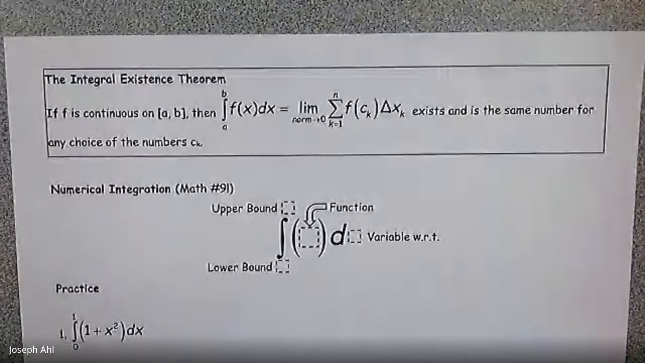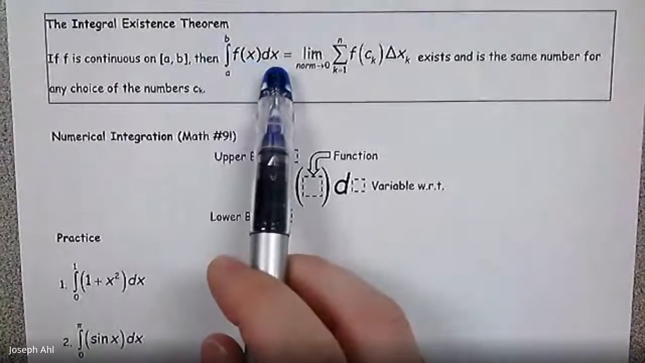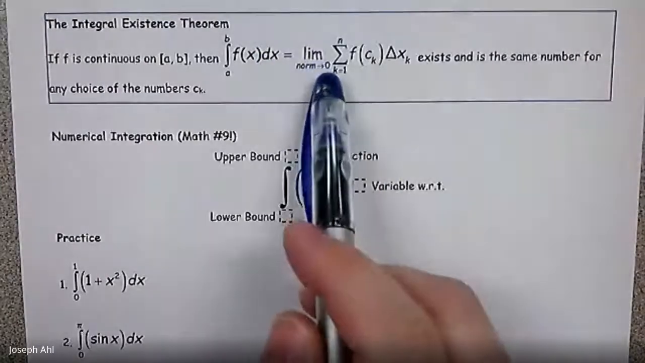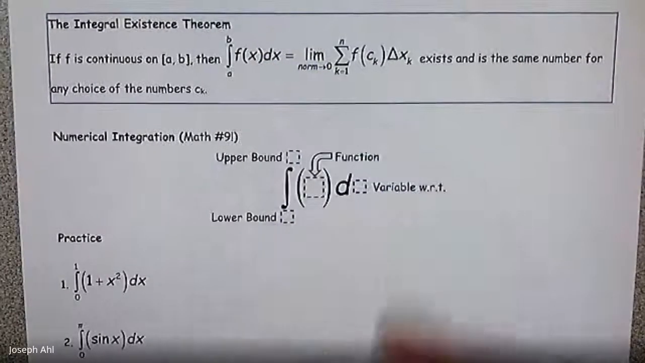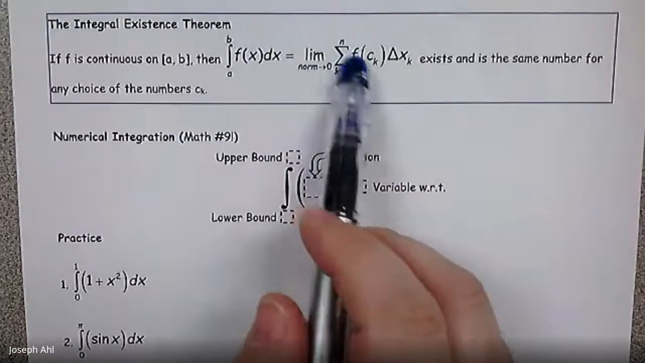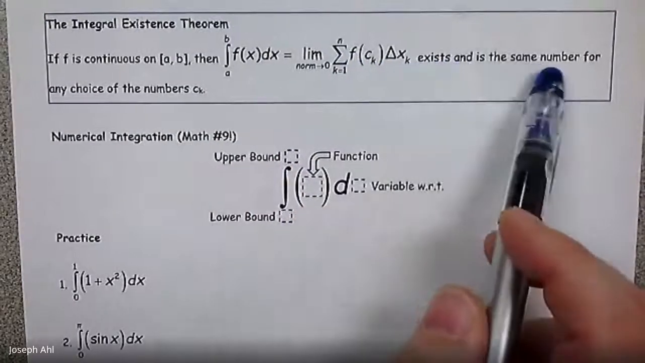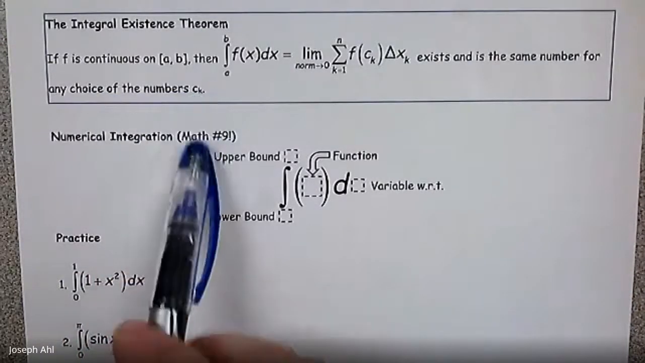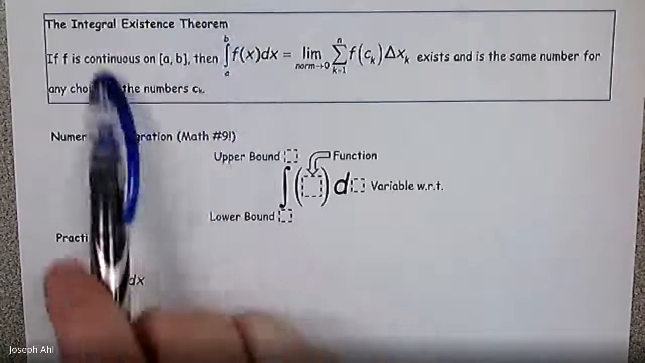Going to the last page here. I know this is super notation heavy and super theoretical, but we finally get to do a little bit of math at the end of the lesson here. The integral existence theorem is exactly what we just talked about. If f is continuous on the interval from a to b, then the integral from a to b of f of x dx, where dx are all those widths, is the limit as the norm goes to 0, that largest partition goes to 0, of the sum of the areas, exists and is the same number for any choice of the numbers c sub k. So that theorem should be in your textbook.